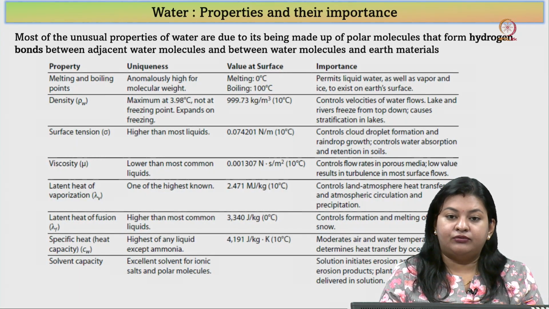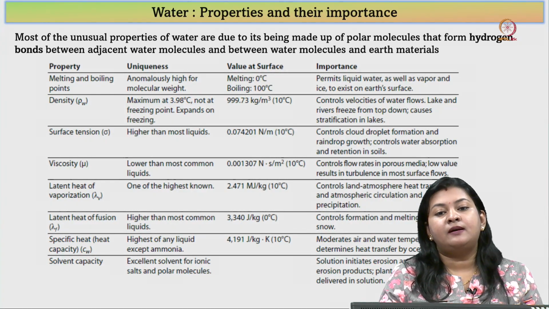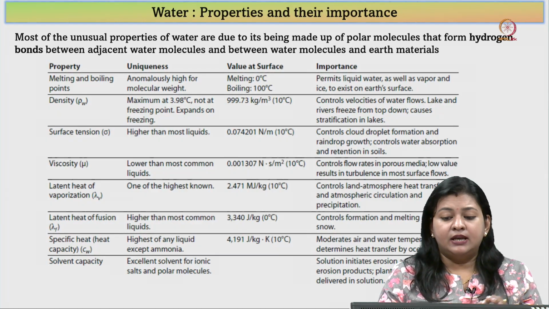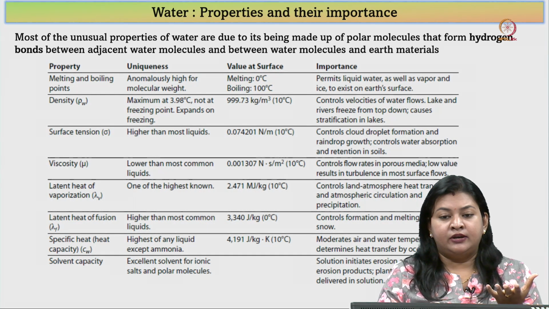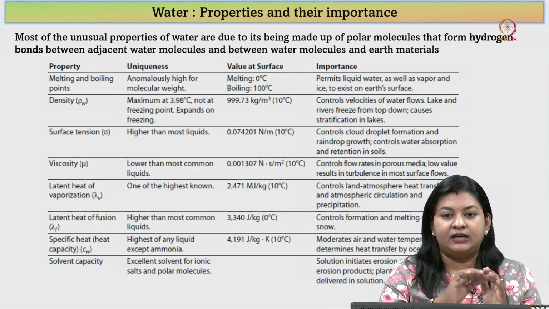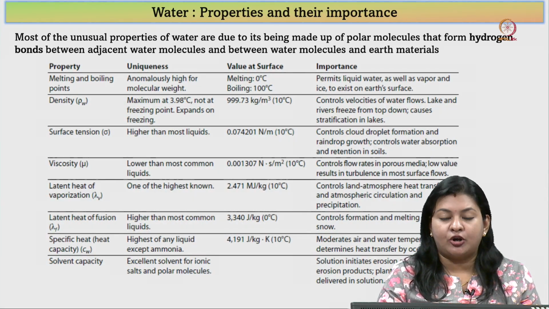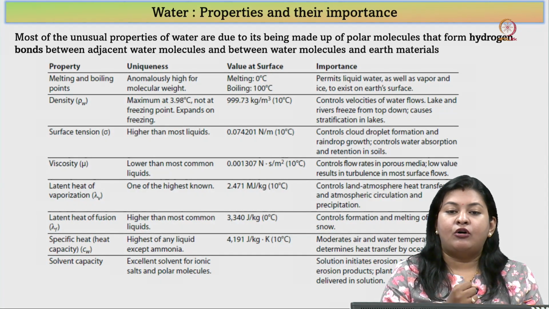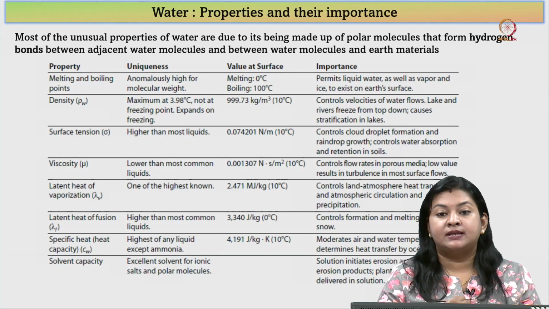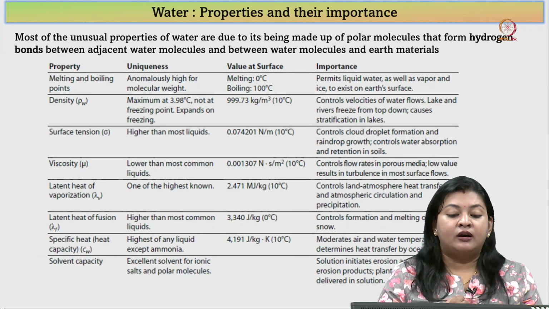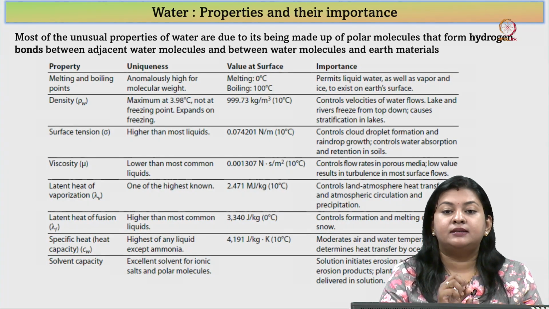So, for the sustaining of life, density plays a very big role, specifically in the colder areas. Surface tension of water. What is surface tension of water? It is the force that acts to create the spherical shape of a water droplet, and that is higher than most liquids. All kinds of liquids we have measured, and these special properties of water make it so useful.